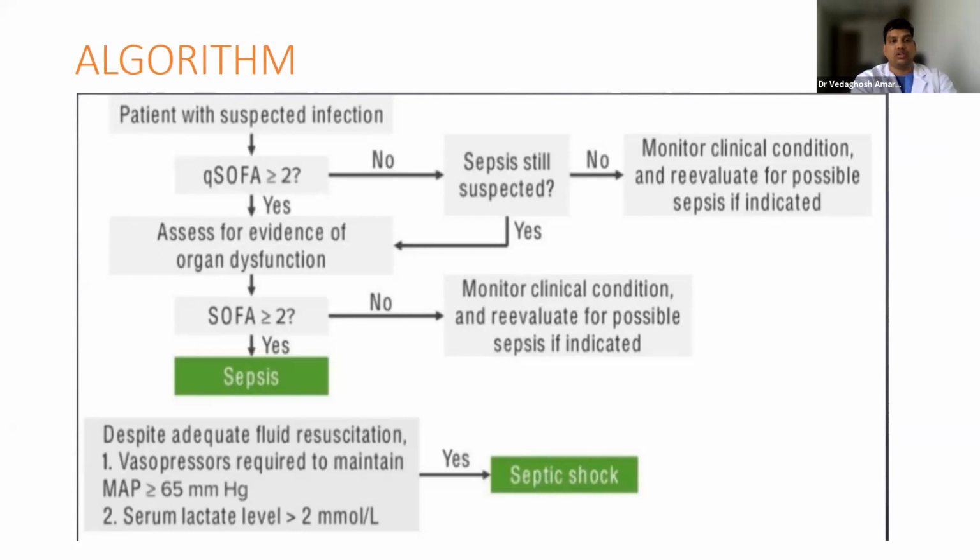But if at any time the qSOFA and SOFA are not greater than or equal to 2, as we discussed it is less sensitive, but you still suspect the patient has some sepsis, you have to monitor the clinical condition and reevaluate for possible sepsis continuously. Even if your qSOFA is less than 2 or the patient has no organ dysfunction, but you feel the patient has some infection, you have to monitor his lactates, physiological variables like fever, and other clinical parameters. If at any time you feel it is sepsis, then monitor the qSOFA and SOFA again. If they are fitting, then classify this patient as sepsis and septic shock.